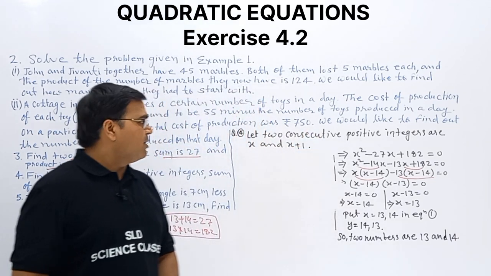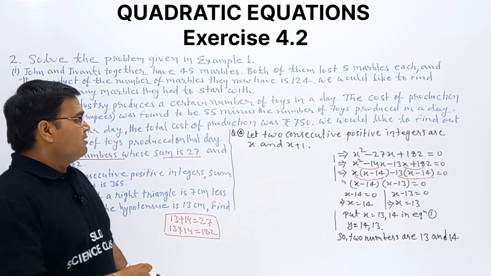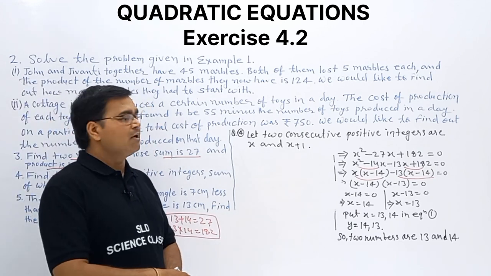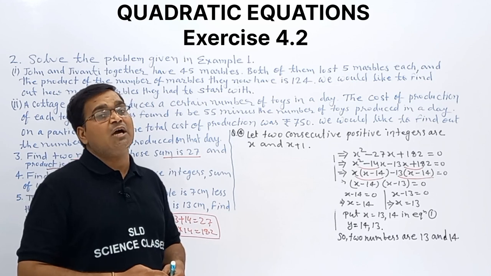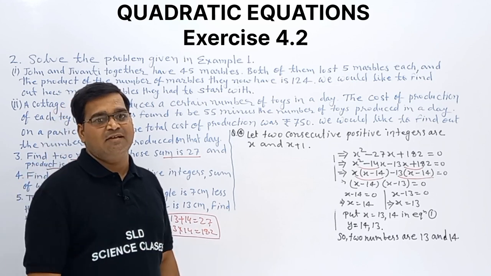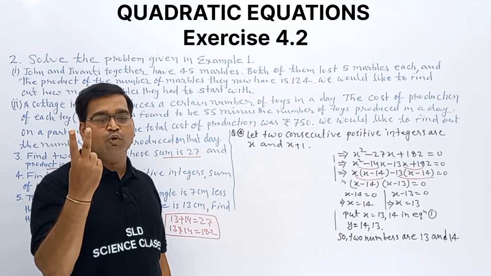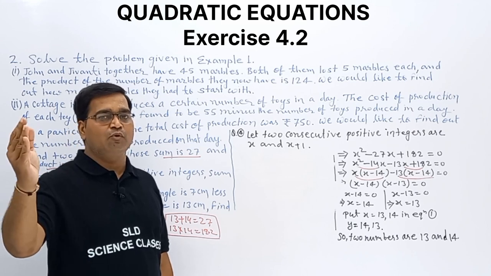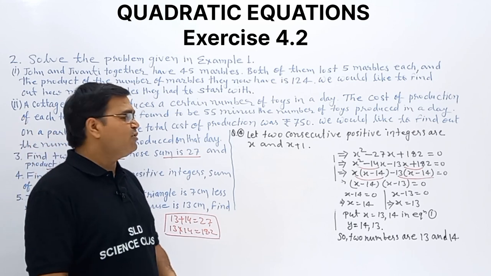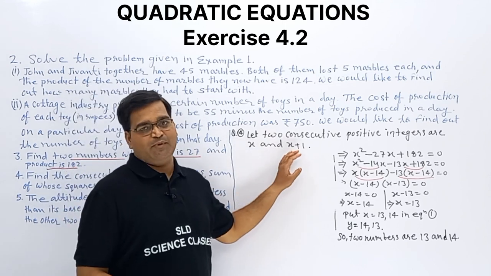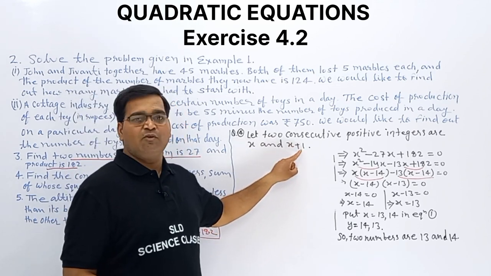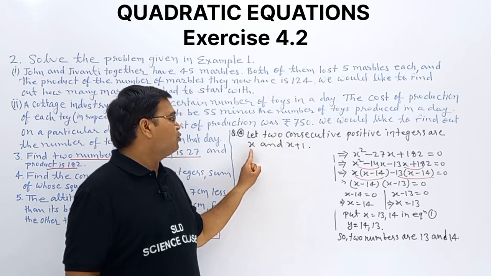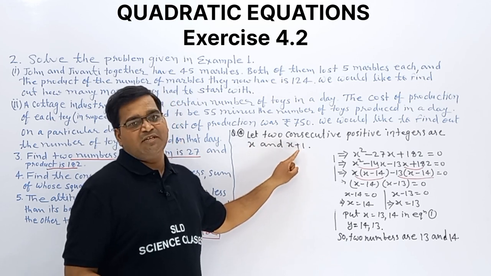Already we completed a link to this question. Consecutive positive integers are what? Those numbers which are continuous, like 1 and 2. Both are consecutive. 3 and 4 are consecutive. So we are assuming x and x plus 1. Why? If x equal to 1, this one will be what? 1 plus 1, 2. If x equal to 2, then this will be 2 plus 1, 3. 2 and 3.